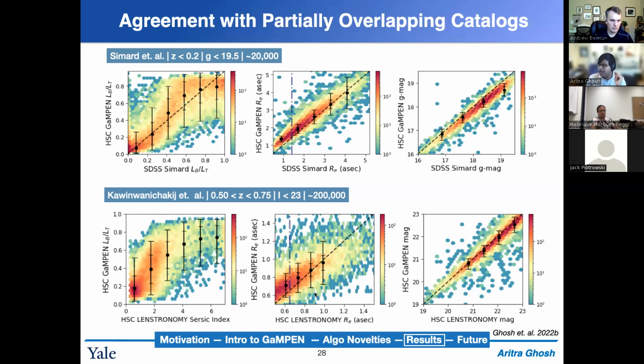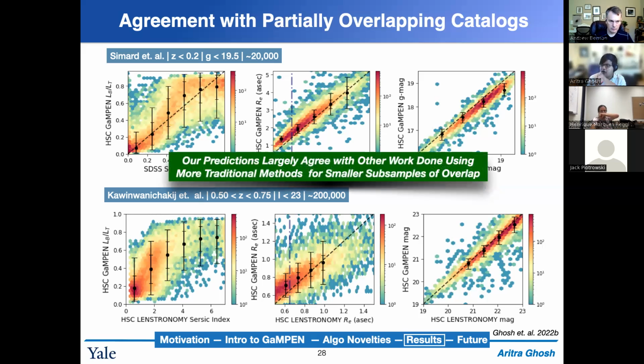If you compare the effective radius and the magnitudes, again, within the uncertainties that we predict, they roughly agree. So essentially, our prediction algorithms largely agree with other work, which has also been done using more traditional methods for smaller subsamples of overlap. So this tells you that this works. It can be applied to an entire data set and can produce robust uncertainties as well as parameter fits.